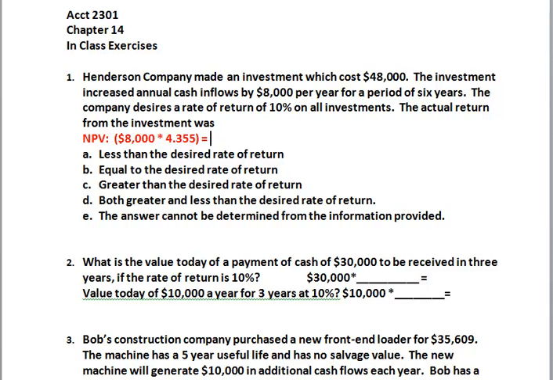So when you multiply that out, that equals $34,840. The cost is $48,000. So that's going to actually give you a negative net present value of $13,160. So that means that the actual rate of return is less than the desired, okay? Or that really basically here there is no return on your investment. So the correct answer here is A, less than the desired rate of return.